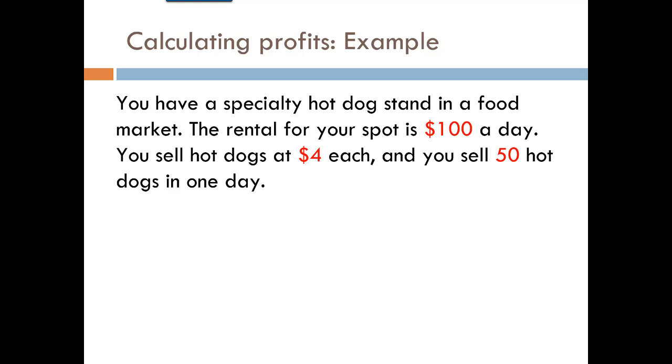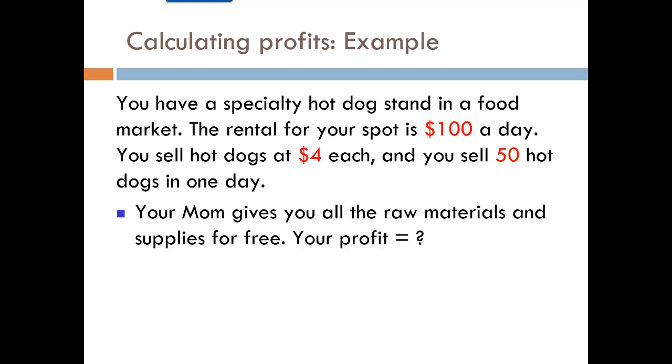Let's take a simple example to see how profit is calculated. Let's say you have a specialty hot dog stand in a food market. The rental for your spot is $100 per day. You sell hot dogs at $4 each, and you sell 50 hot dogs in 1 day. Let's first assume that your mother, who is very generous, gives you all the raw materials and supplies for free. What profit will you make?